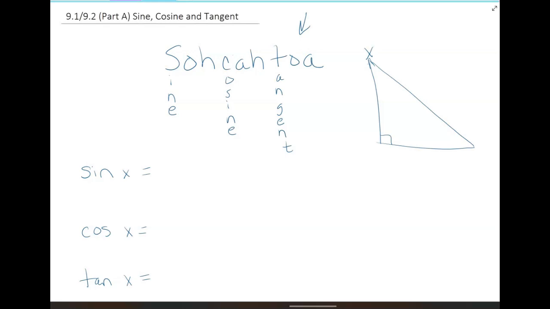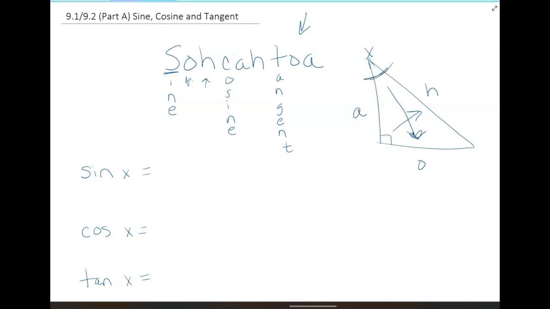So the S stands for the sine. If we are looking for the sine of x, it's the relationship of the opposite side over the hypotenuse. So we need to identify which sides those are. In relationship to angle x, the opposite side is this guy. The hypotenuse is always opposite the 90-degree angle. And the adjacent side is the side that is touching the angle that is not the hypotenuse.